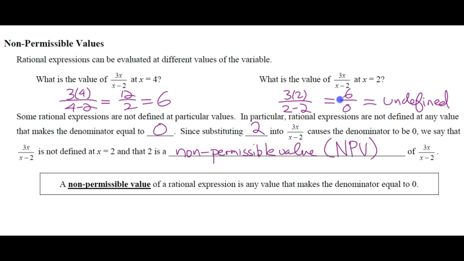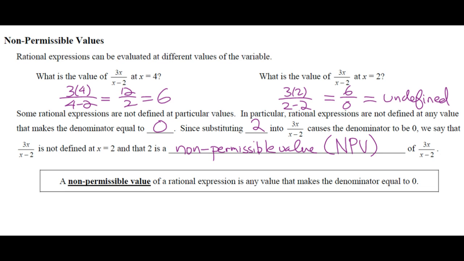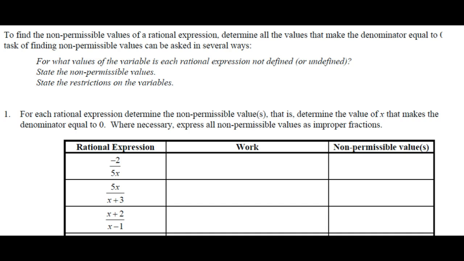A non-permissible value, so here's the definition, right? Drum roll. A non-permissible value of a rational expression is any value that makes the denominator equal to 0. Right? So you want to figure out non-permissible values. You take the denominator, you set it equal to 0, you solve for the variable. That's how you get non-permissible values. Okay, questions? Straightforward, right?